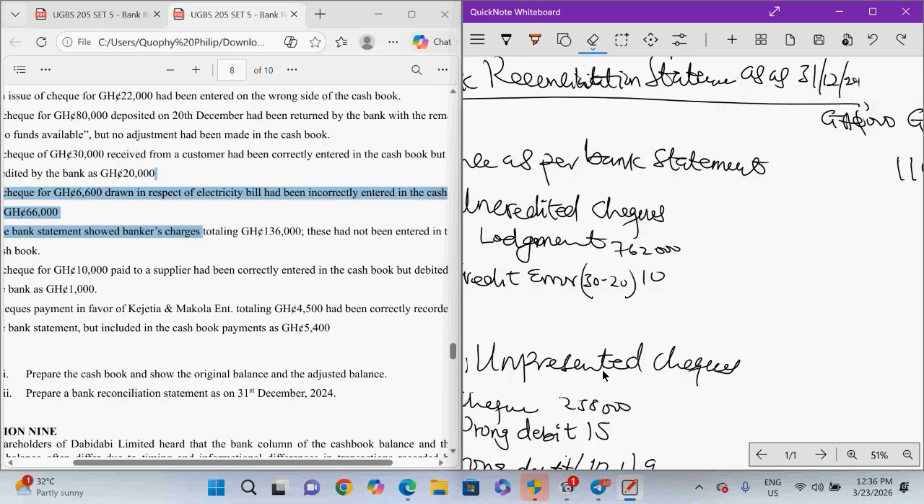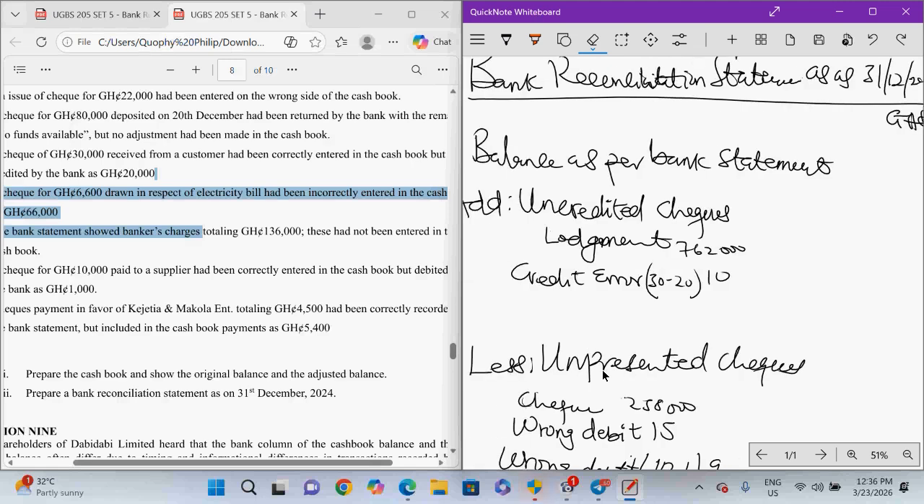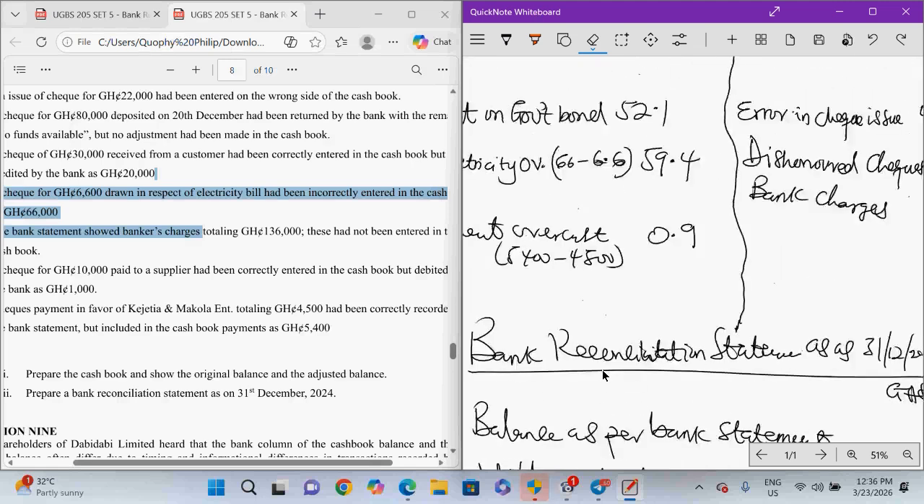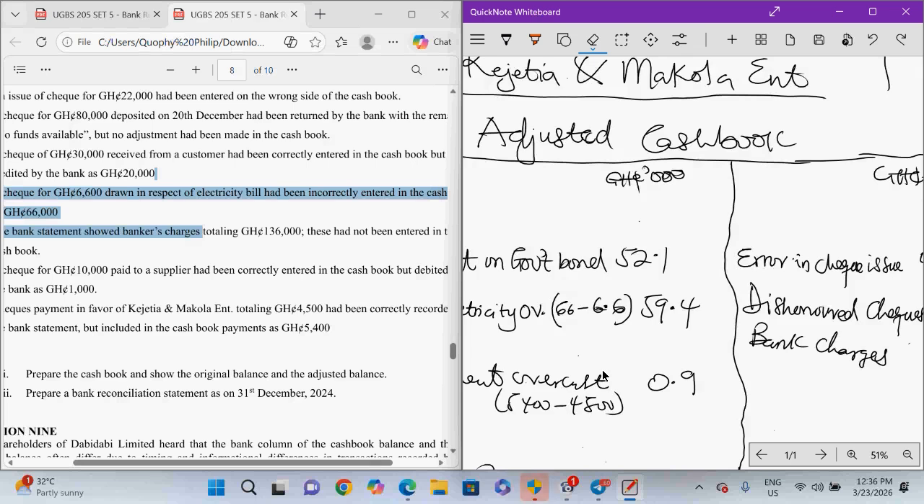I was saying that what you just did right now, the payment overcast. When we find a difference and we put it on the debit side, there's no need for us to write it on the credit side.